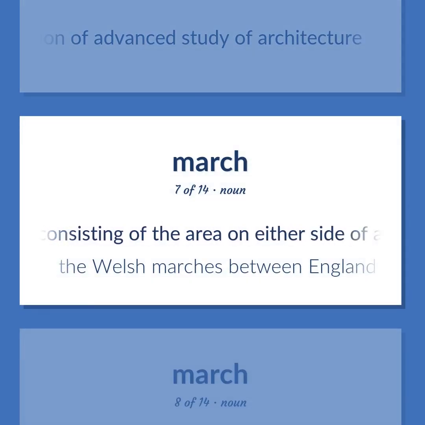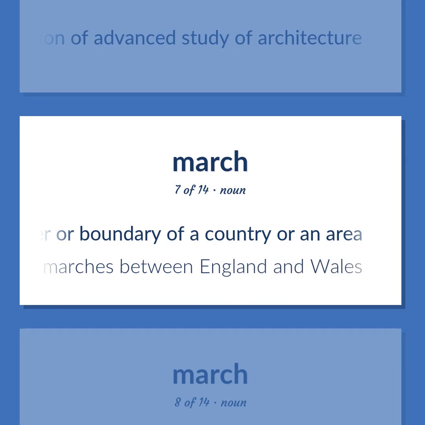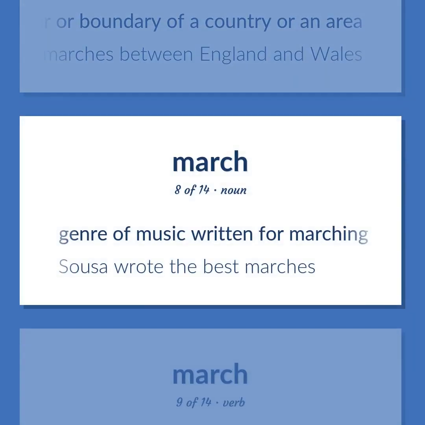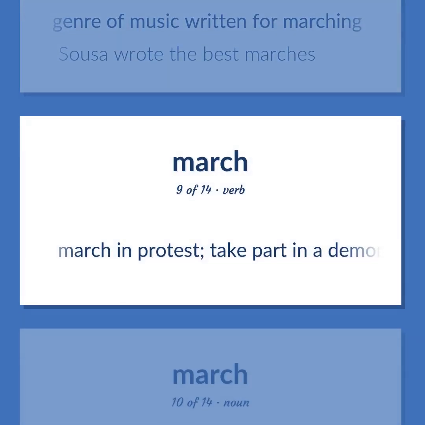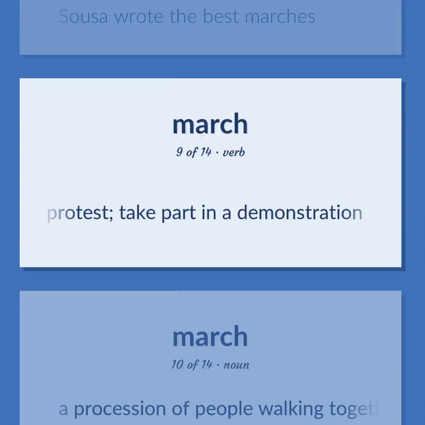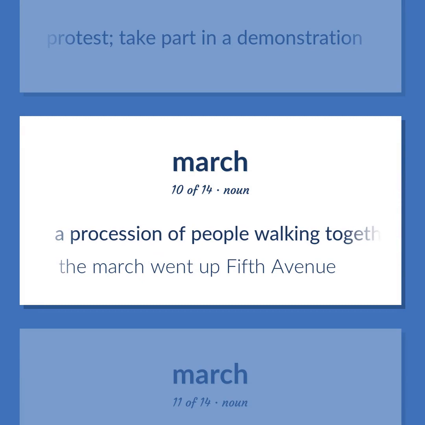District consisting of the area on either side of a border or boundary of a country or an area. The Welsh marches between England and Wales. Genre of music written for marching. Sousa wrote the best marches. March in protest. Take part in a demonstration. A procession of people walking together. The march went up Fifth Avenue.